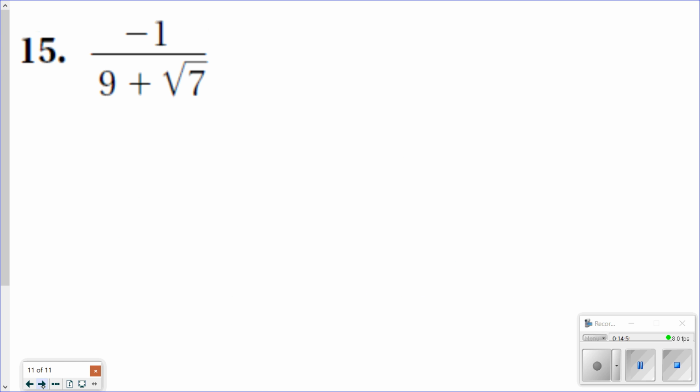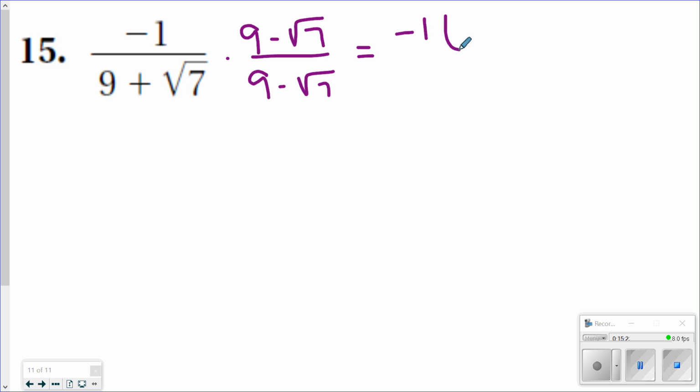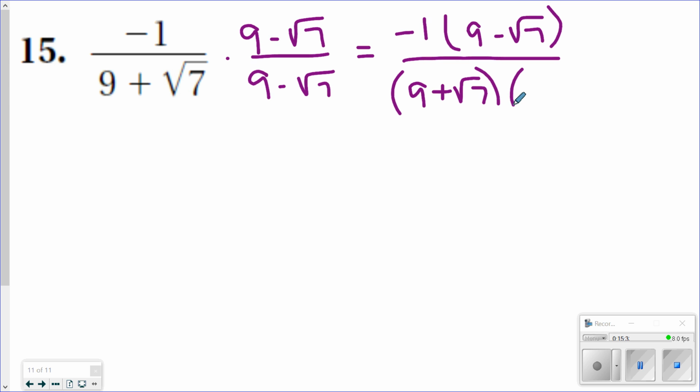Here's our last example here. So I have -1 divided by 9 plus the square root of 7. Well, once again, I can't have the square root of 7 in my denominator. I need to multiply by the conjugate. And my conjugate this time would be 9 minus the square root of 7 divided by 9 minus the square root of 7. So this then simplifies to -1 times 9 minus the square root of 7 divided by, I have 9 plus the square root of 7 times 9 minus the square root of 7.